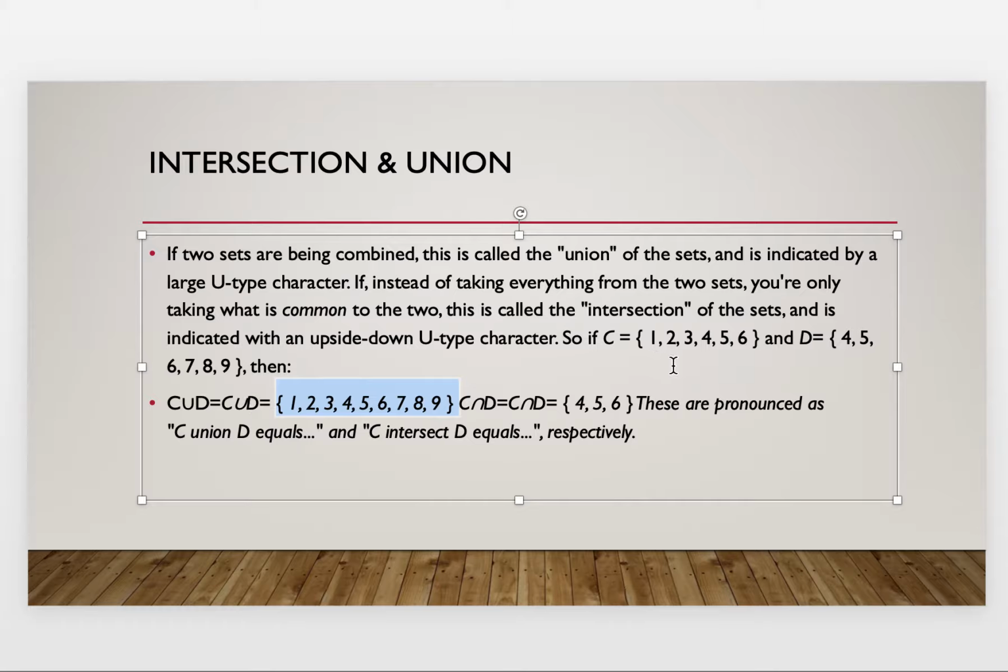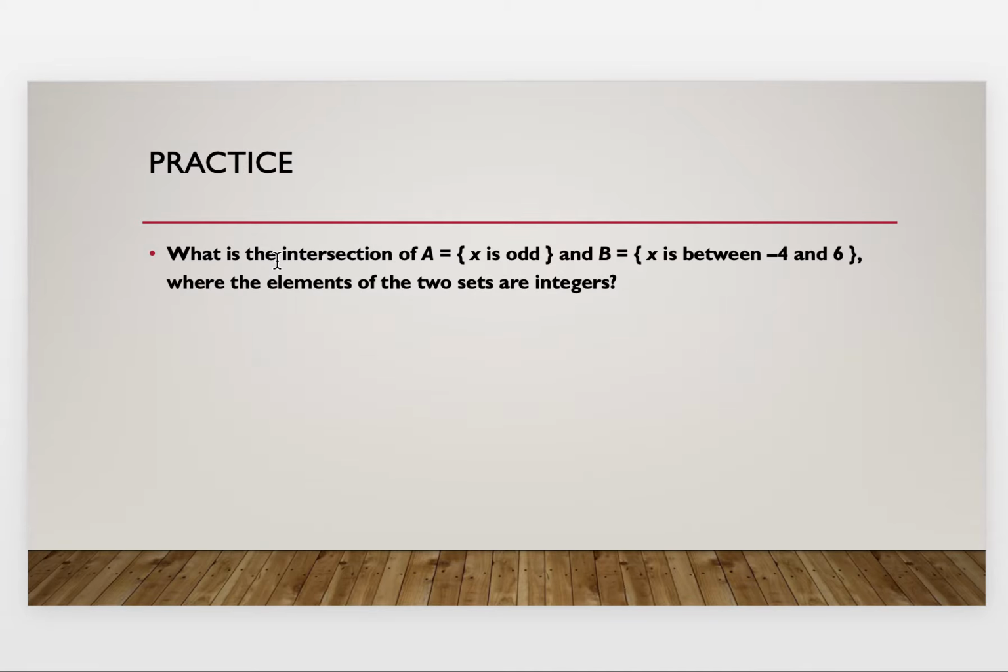An intersection means I would go through the list and see what they have in common. D doesn't have a 1, D doesn't have a 2, D has a 4, a 5, and a 6. So that would be the intersection. So intersection is what they have in common, and union is when I put them both together. So here's a practice problem.